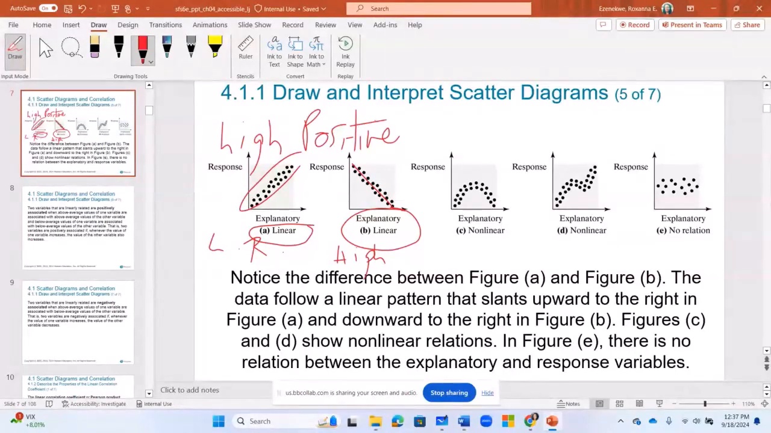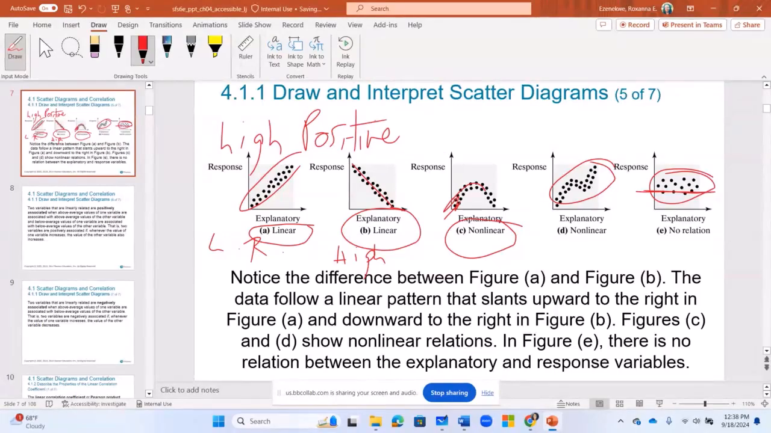If the scatter plot looks like this, you can see that it's not linear. This is not linear, so we say it is non-linear. And look at this one, it is non-linear also. This one has no relationship. Why? Because it's scattered everywhere. If I eyeball it, it doesn't give me any direction. So if I draw a line, the line of best fit will be a horizontal line.